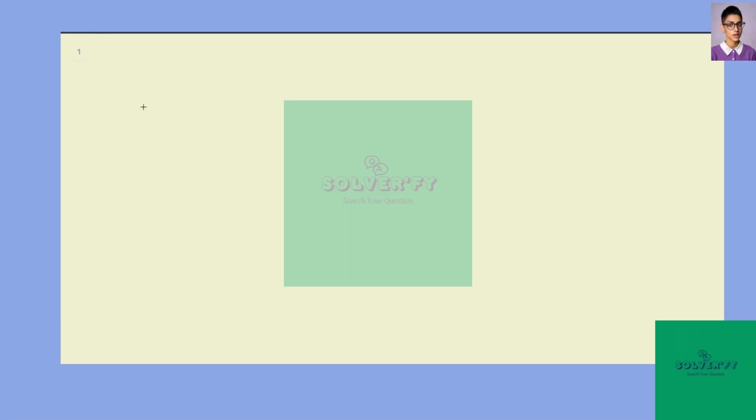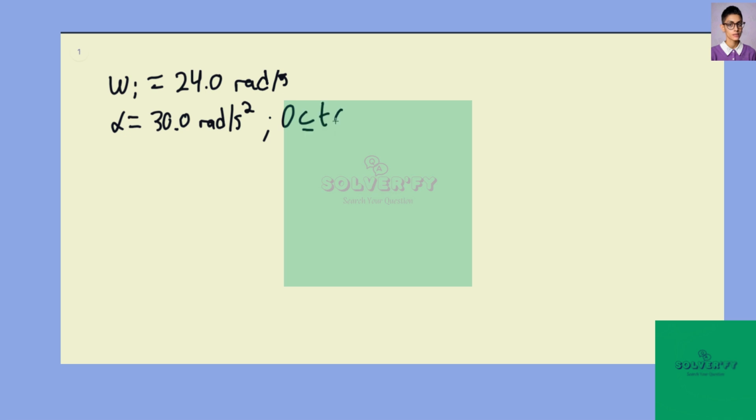So we must find the angular displacement in the first 2 seconds, how long it took for this entire thing to stop, and then the total time. We would first write down our givens. The initial angular velocity would be 24.0 radians per second. And then we have alpha equals 30 radians per second squared. And this would occur from 2 seconds, because at 2 seconds, the wire trips.